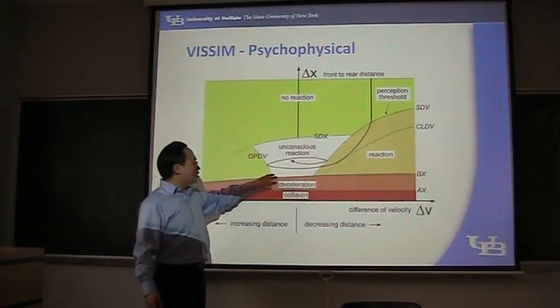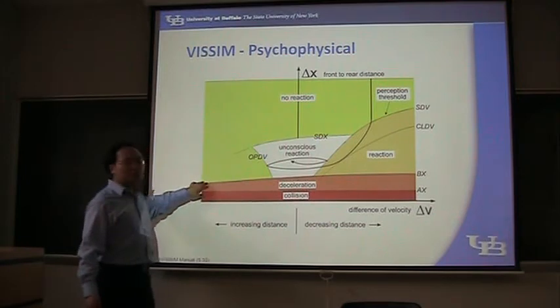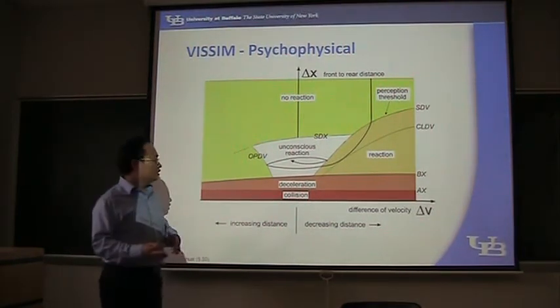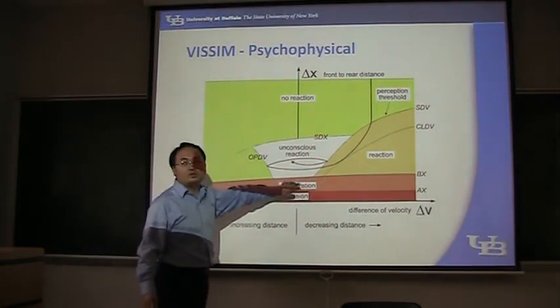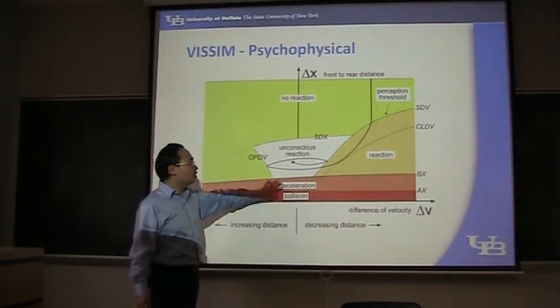If the distance is bigger than the collision distance but lower than another threshold, then the following vehicle will have to decelerate. So it's the deceleration area.